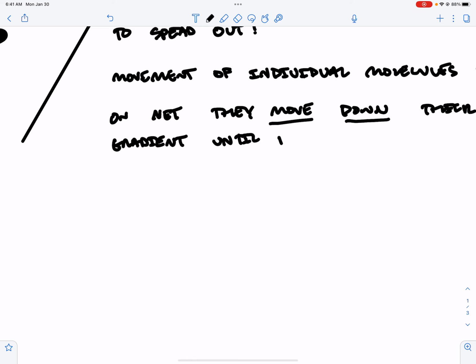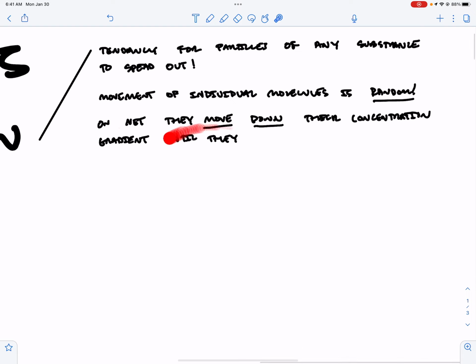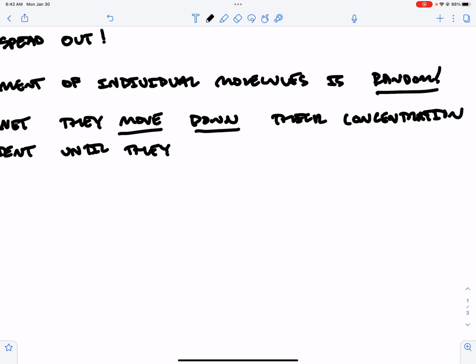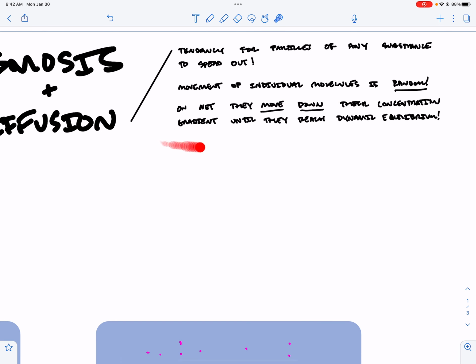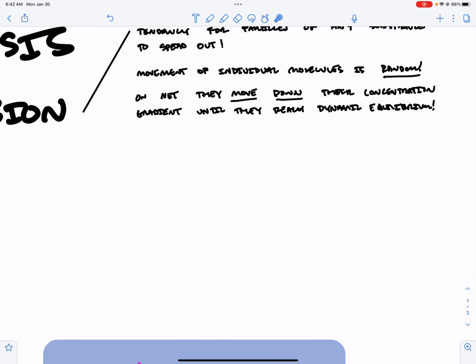Until, and that's just a fancy way, concentration gradient is basically just a fancy way of saying they spread out. They move down their concentration gradient until they reach dynamic equilibrium. And that's when the concentration is relatively equal throughout, and remember, it's dynamic. So it doesn't mean that the particles stop moving once they reach this equilibrium. They're still moving, but now their random motion has caused them to distribute equally throughout the solution.